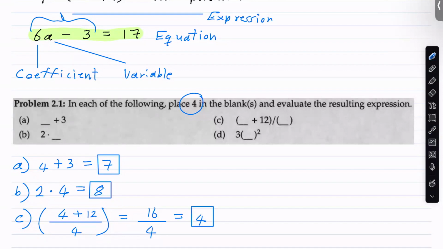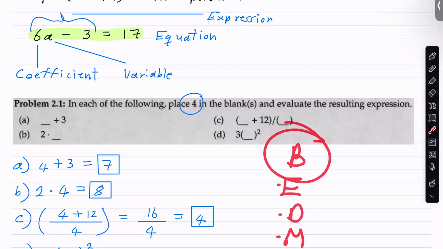Finally, I have part D. Part D is 3 bracket blank squared, in which case I'm going to substitute the 4 here. So it's 3 bracket 4 squared. Again, back to those order of operations we were talking about. BEDMAS is our order of operations, with the B representing brackets, the E representing exponents, D representing division and multiplication. They go hand in hand. Then I have addition and subtraction.